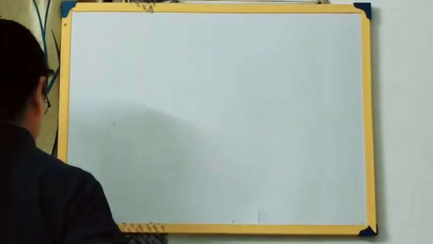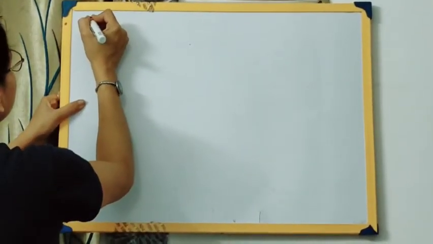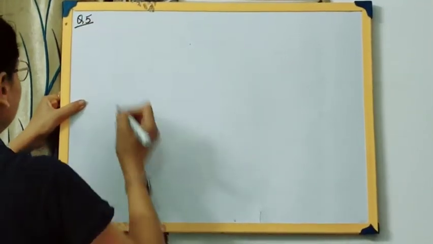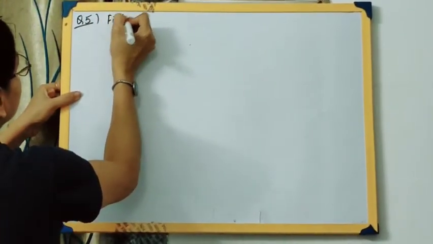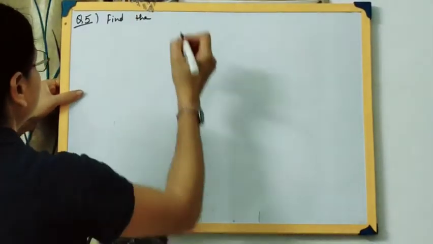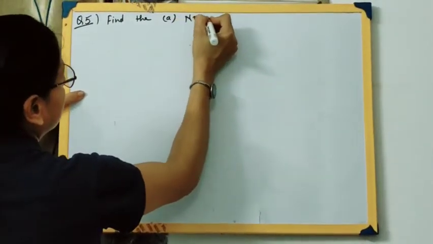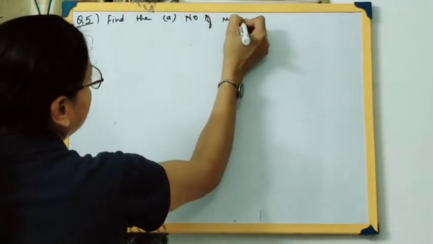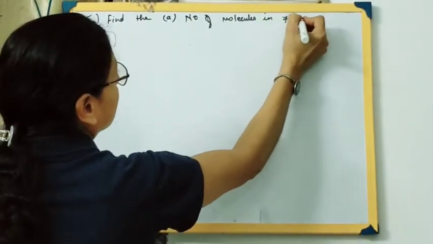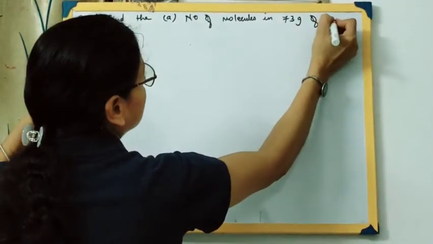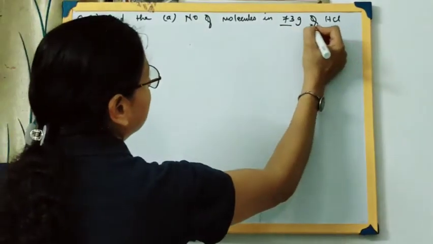So we come to exercise 5B and here, question number 5. We'll be solving over here. The question number 5 is find the following. Now what we have to find out? First of all, we have to find out A, that is number of molecules in 73 grams of HCl. Number of molecules in 73 grams of HCl that we have to find out.